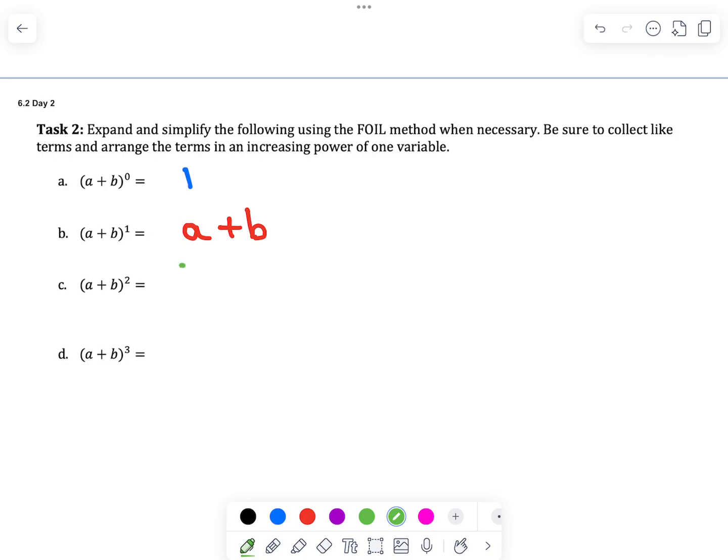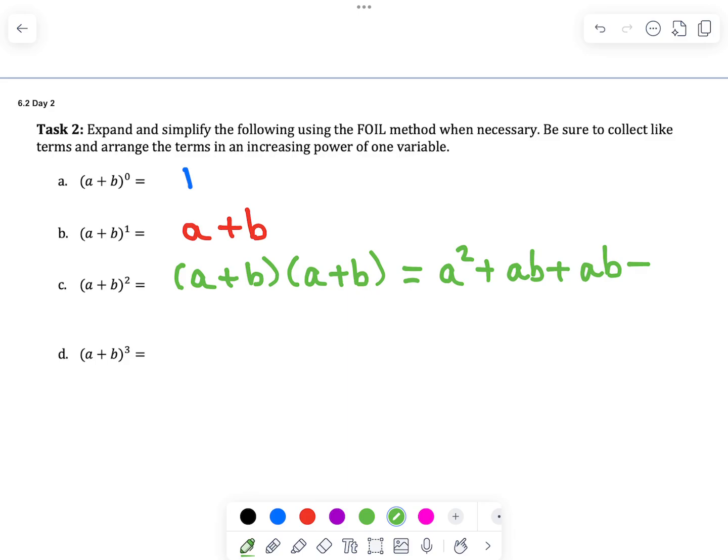Example C, a plus b squared. So what we have to do is FOIL out those 2 binomials. So we do first, outside, inside, last. And we get a squared plus a times b plus a times b plus b squared, which simplifies to a squared plus 2ab plus b squared.